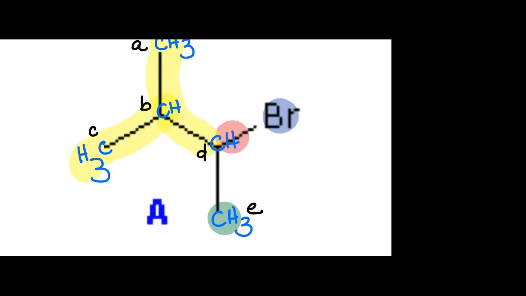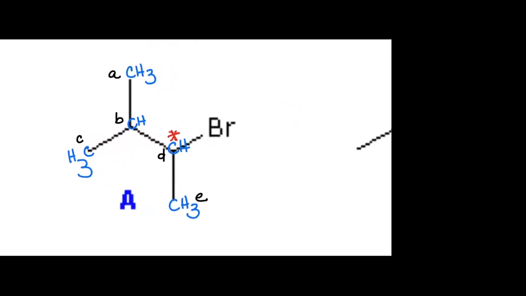So in this molecule overall, the only chiral carbon that I have is going to be letter D. And chiral carbons, we label them by putting an asterisk by them. So that's the only chiral carbon that we have in this molecule. Let's move on to the next example.